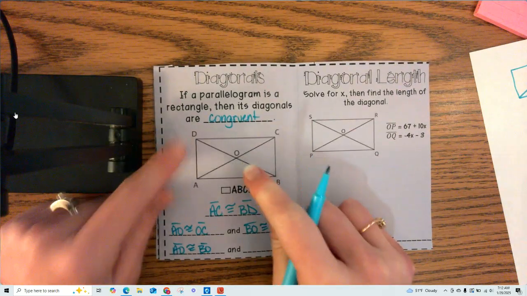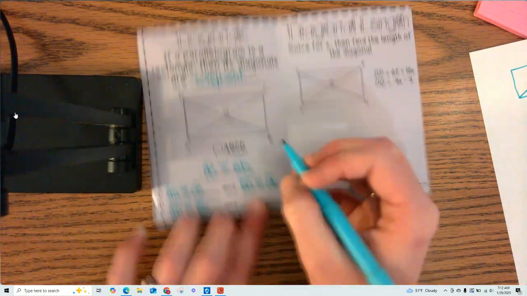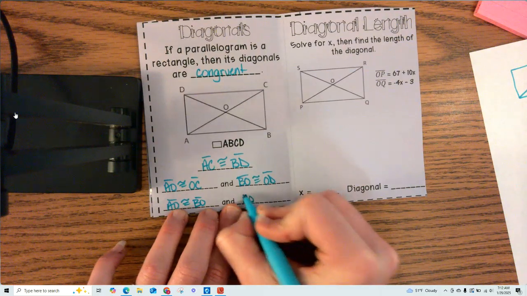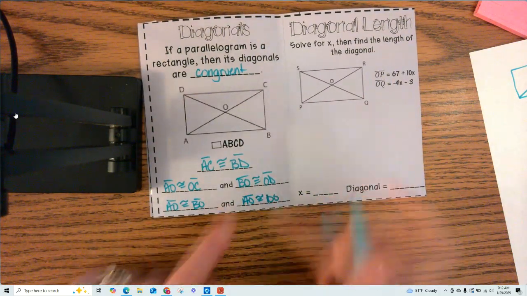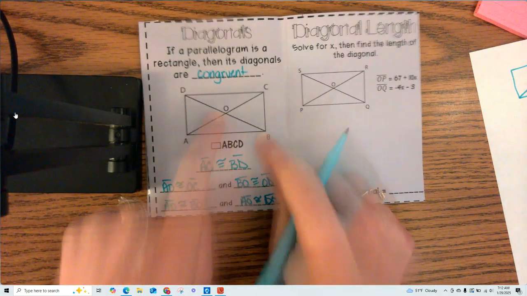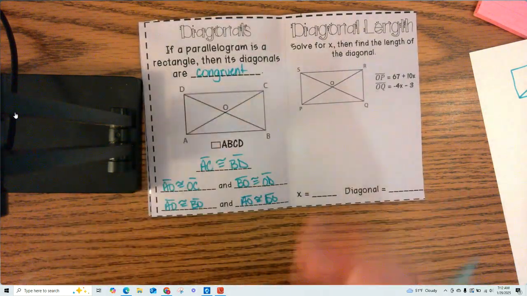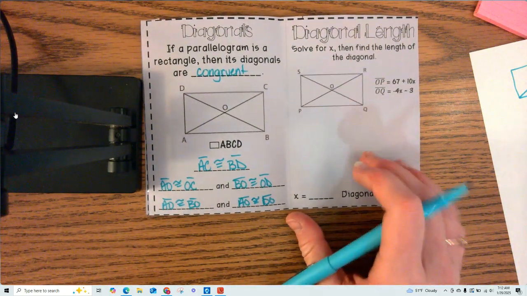And then the same, we could keep going. A to O is going to be congruent with O to D. So there are many comparisons. This is not all of them, right? Because B to O is congruent with O to C. So it keeps going. There are many comparisons there.